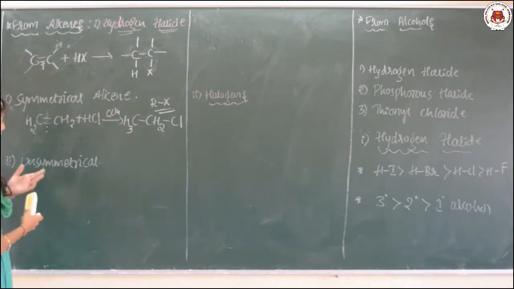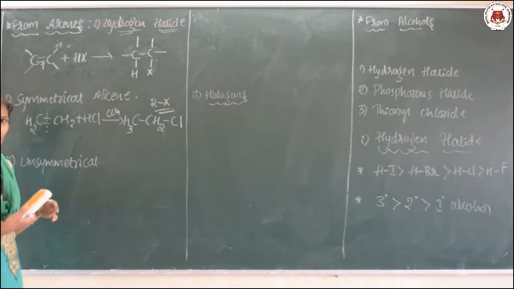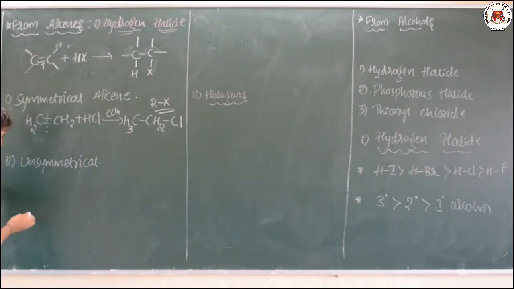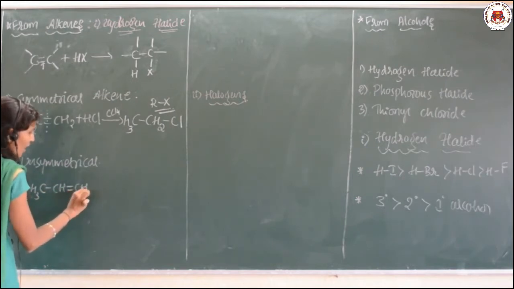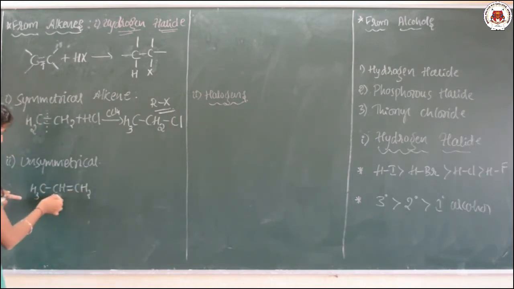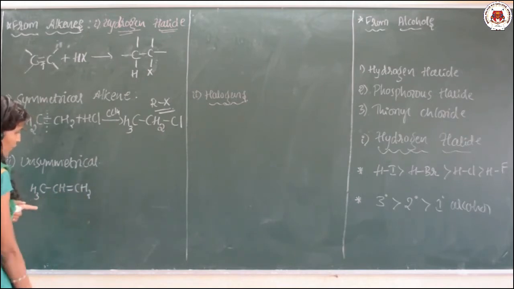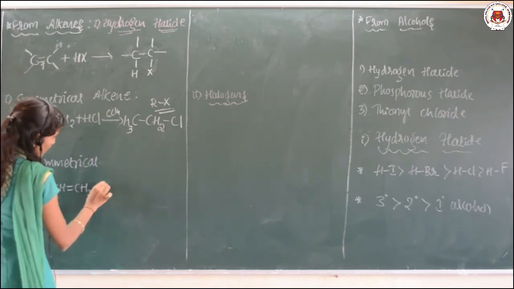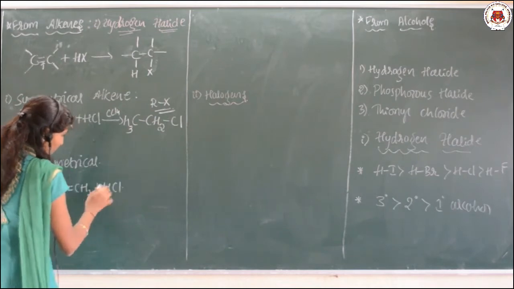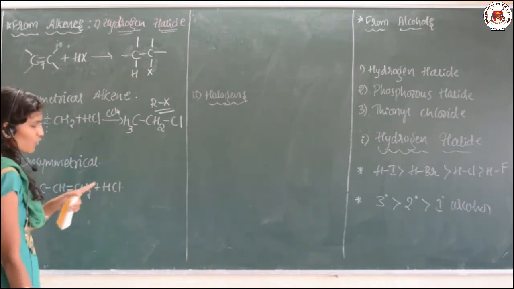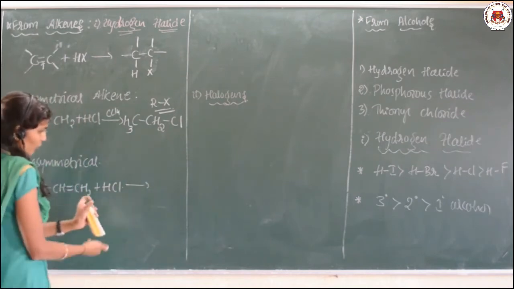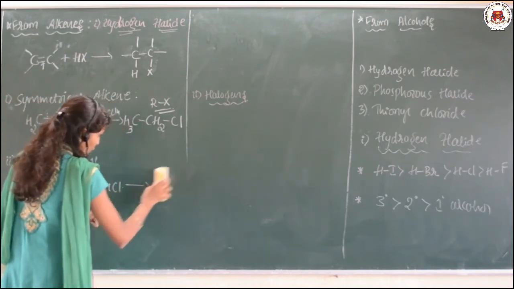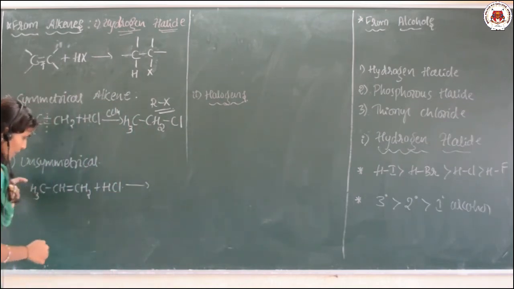If I am taking an unsymmetrical alkene, then when we consider the unsymmetrical alkene, there will be a formation of two types of products. For example, let me take this unsymmetrical alkene, CH3CH=CH2. If I am adding HCl to this one, that is a hydrogen halide, there is a formation of two types of products. How it will occur, I will explain to you.